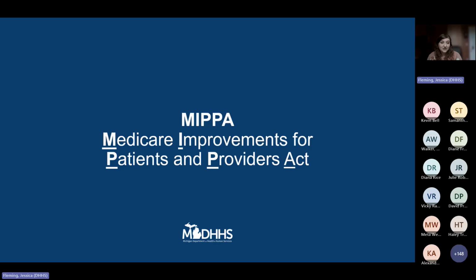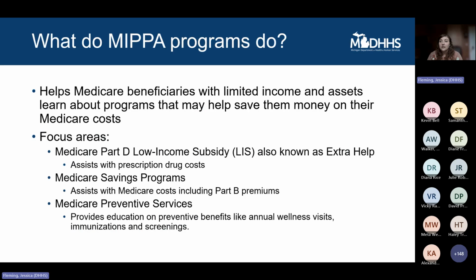Now, that doesn't really tell us a whole lot about what that actually is, right? That is just the name of the act. So I'm going to go into what that means. So MIPPA, the intent of the MIPPA program is to help Medicare beneficiaries with limited income and limited assets find and learn more about those programs that may be able to help save them money on their Medicare costs.